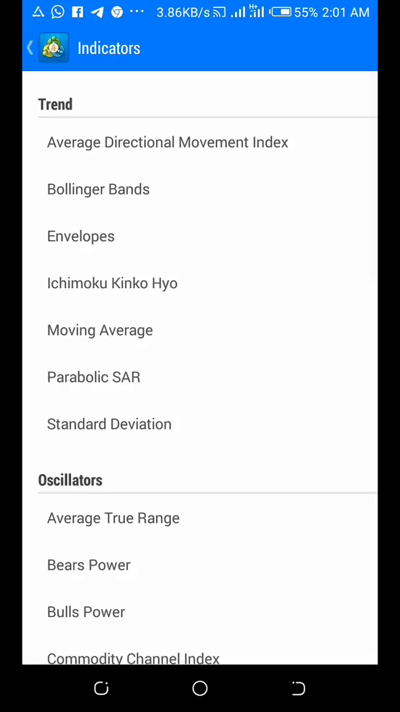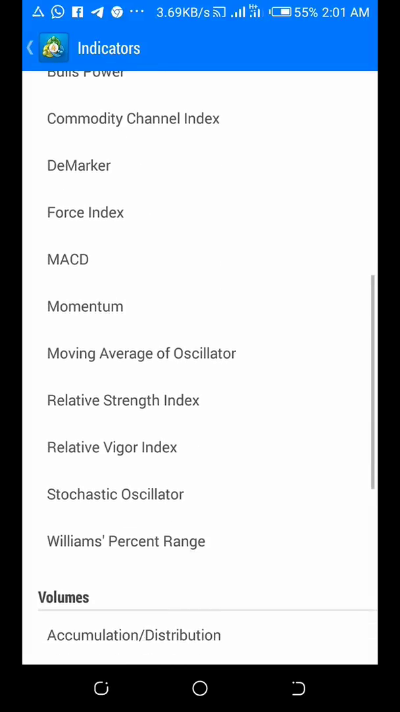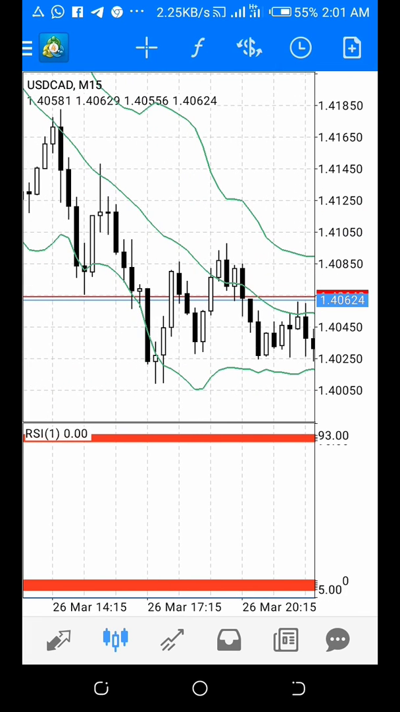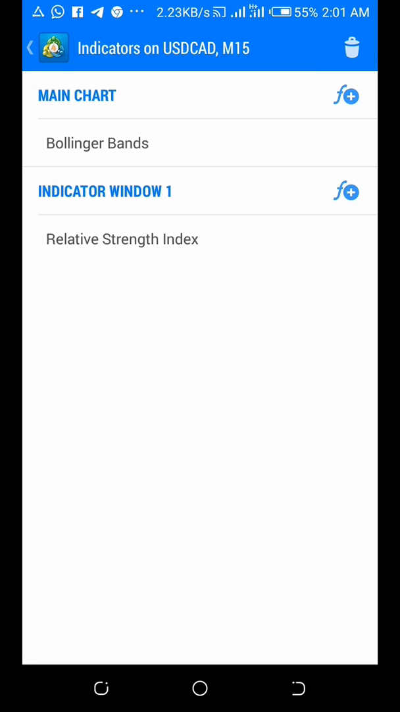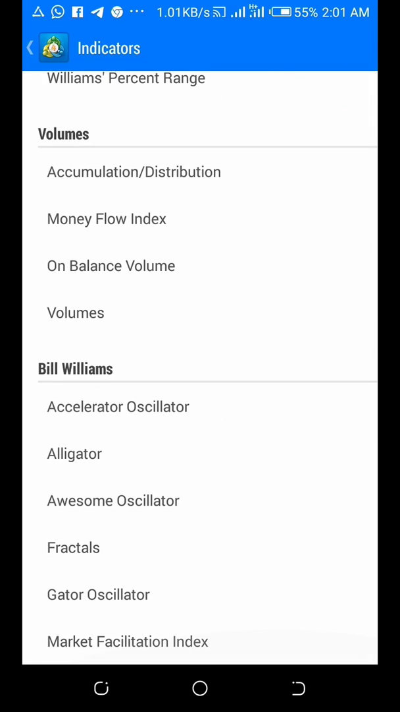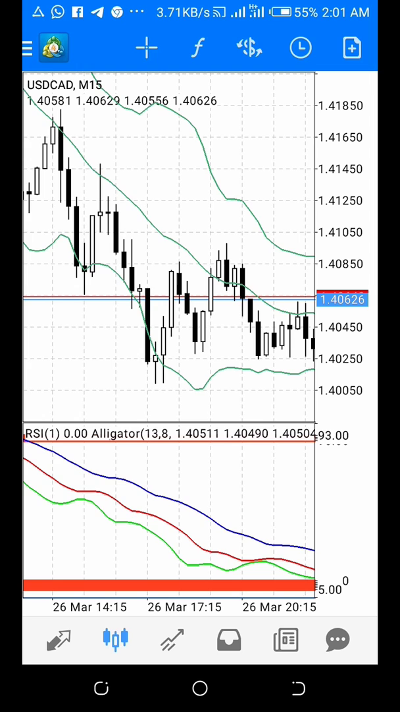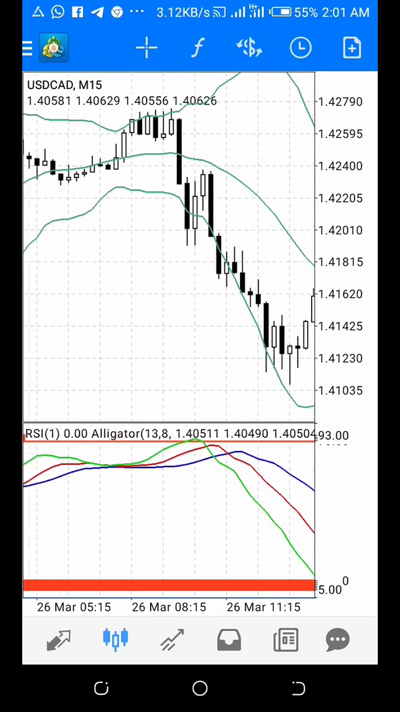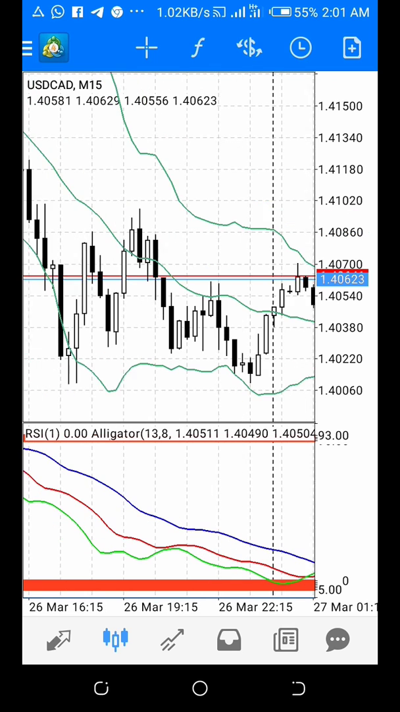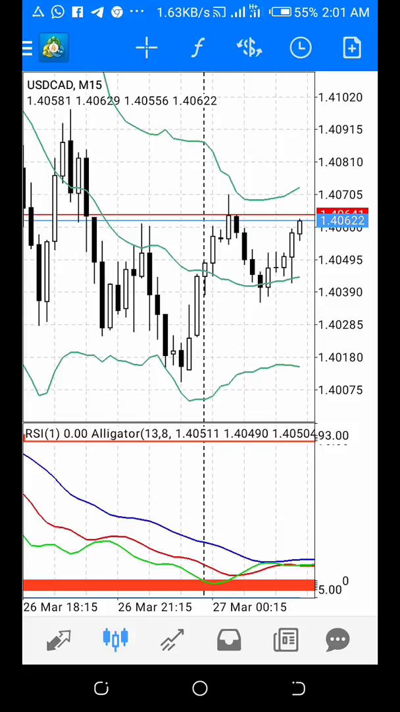Let me add another one. Okay, I have RSI done. You can see that after pressing it, what happened on my chart. After that, I have the Alligator. I'm just using this as an example. I didn't do any exact configuration. You can see what happened on my chart. So this is the function of indicators.